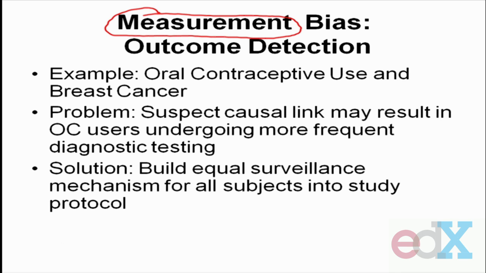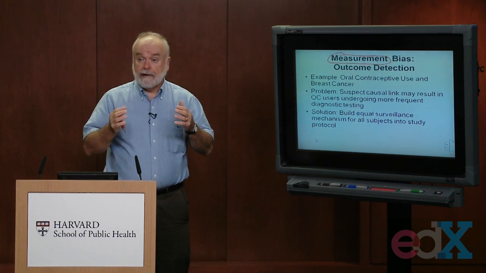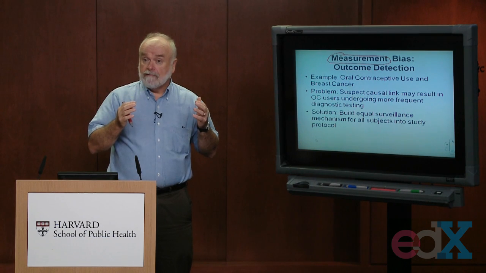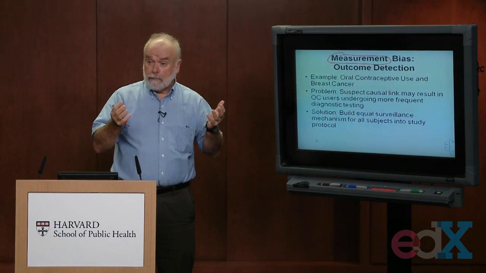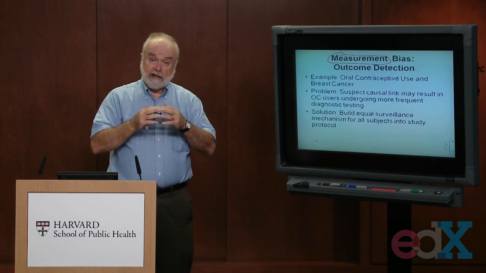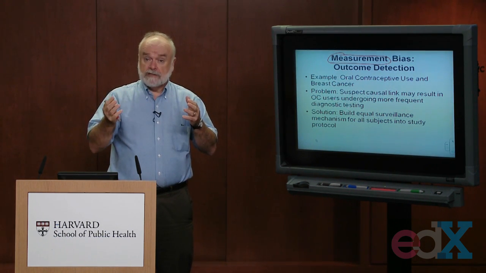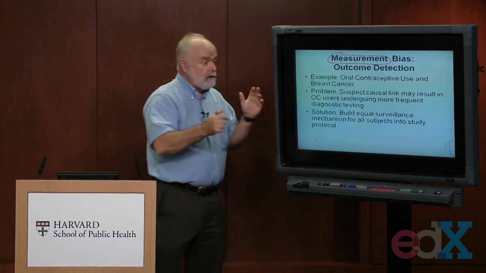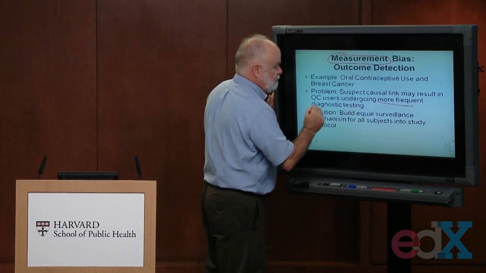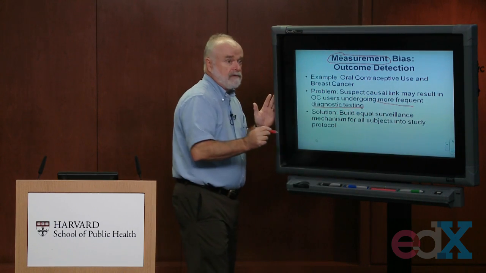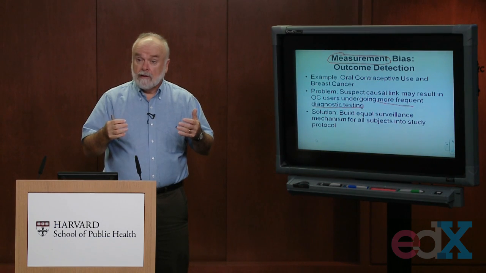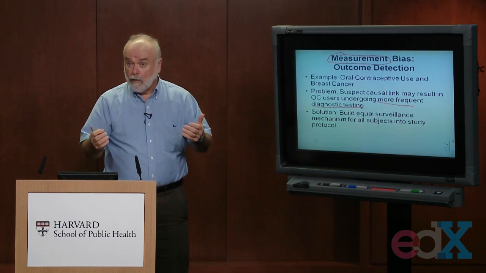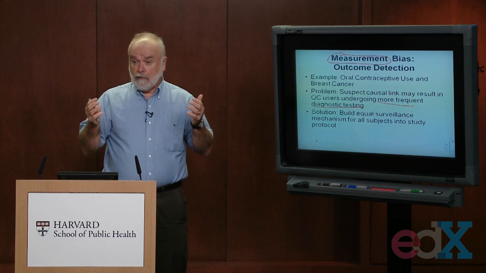So let's suppose that people suspect there might be a causal link between oral contraceptive use and breast cancer development. Women themselves might be aware of that potential, or their physicians might be aware of that potential. And as a result, those women or their physicians will recommend that those women undergo more frequent testing during a period of their lives. So the women who are exposed to oral contraceptives see their doctors more often. Their doctors recommend mammograms more often than for the women who are not using oral contraceptives.